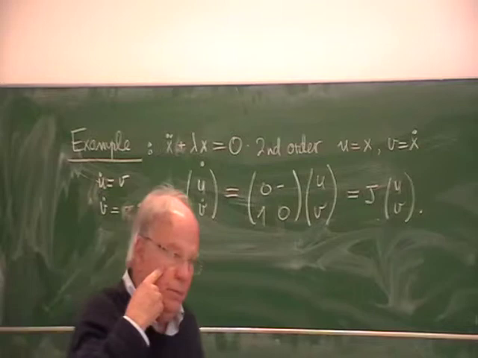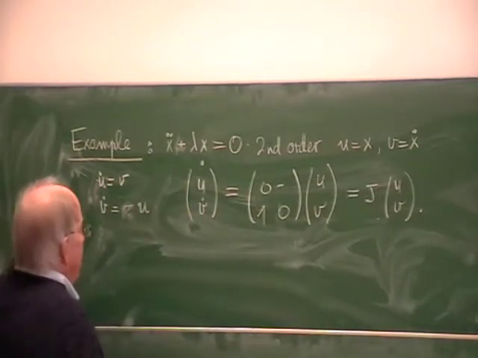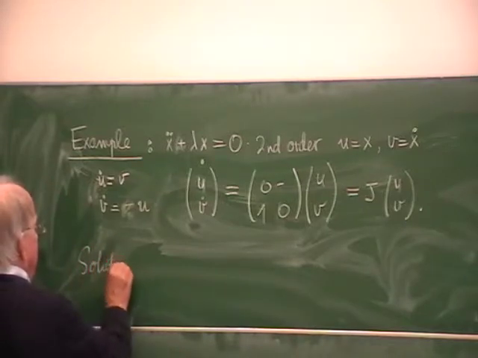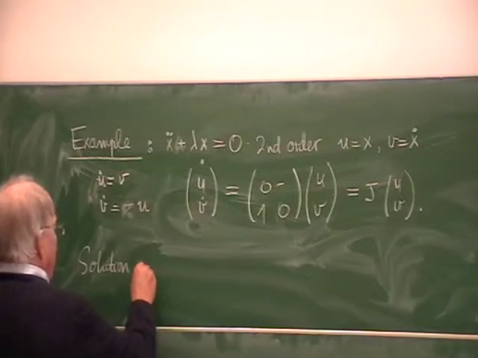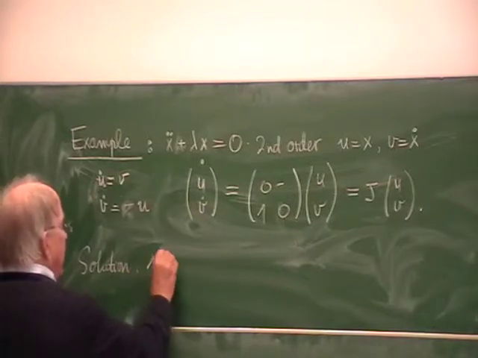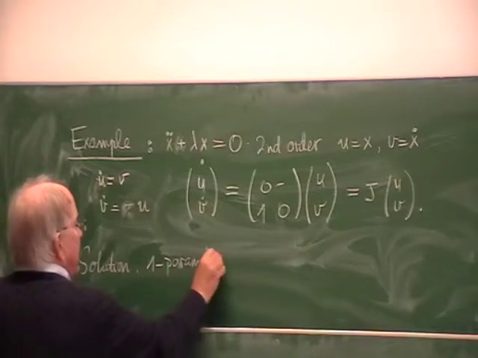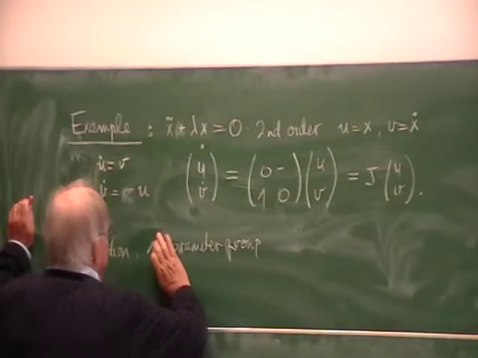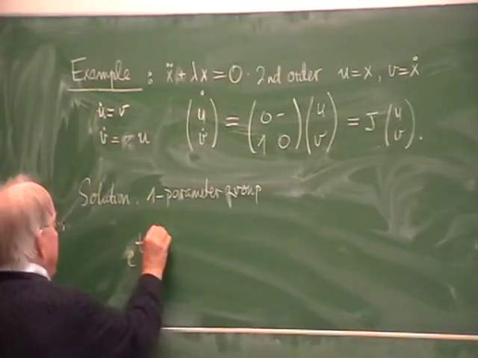Okay. And you know, this is a linear ODE, and the solution is a one parameter group, e to the tJ.